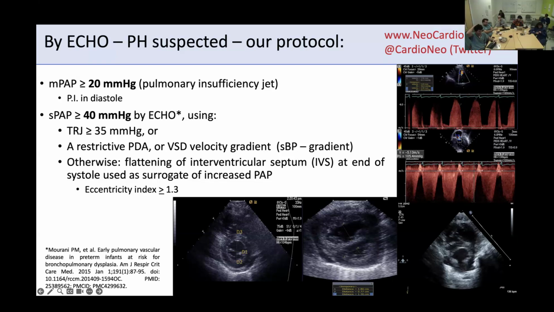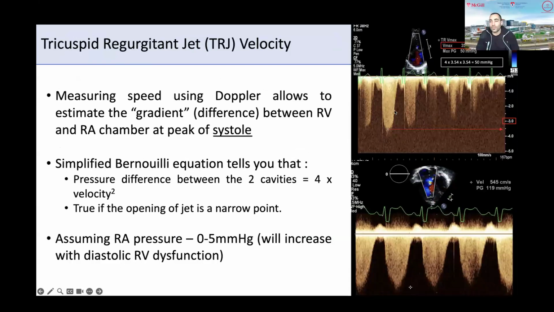Yeah, sure. 4 times the speed squared. So it's the 4v squared. Basically, if you take the speed in meters per second, you square it times 4, it gives you a pressure gradient. Now, this assumption is called a simplified or modified Bernoulli equation because the real Bernoulli equation is much longer. It takes into account viscosity. It takes into account the two pressure areas.